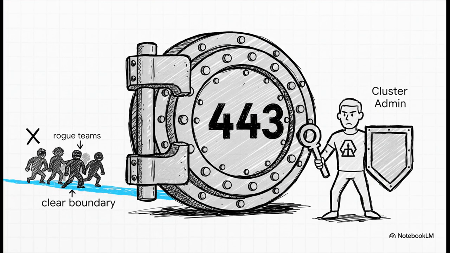Okay, think about the really core infrastructure settings, like opening up port 443 for HTTPS. This stuff is clearly the admin's turf. I mean, you absolutely do not want application teams deciding which ports are open to the entire internet. That is the cluster admin's domain, and for very, very good reason. It's all about stability for everyone.